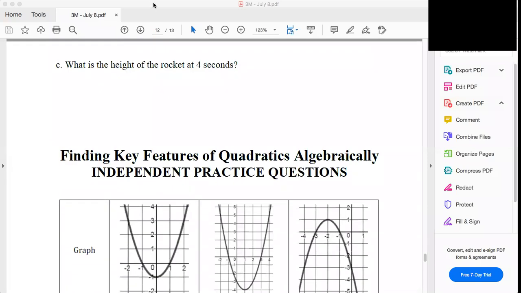revolving around this question. So what is the height of the rocket at 4 seconds? So that means that t is equal to 4. So we're going to go back to our equation, which is -5t, t minus 6. And where we have a t, we're going to replace it by 4, and it's going to give us our height. Okay, so -5 times 4 times -2 gives us 40 meters. So it will be at 40 meters at 4 seconds.